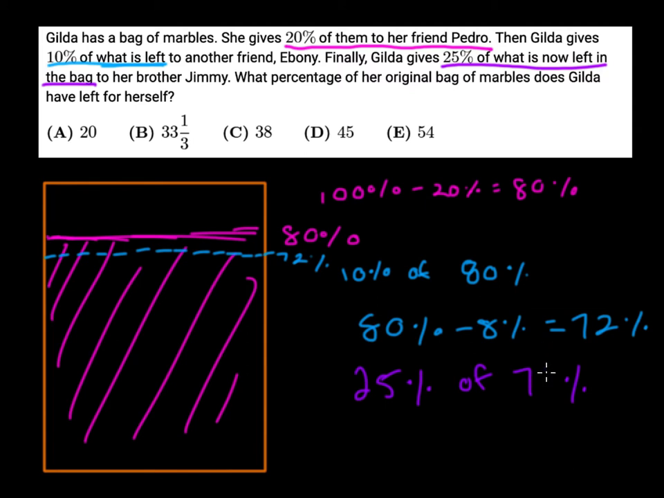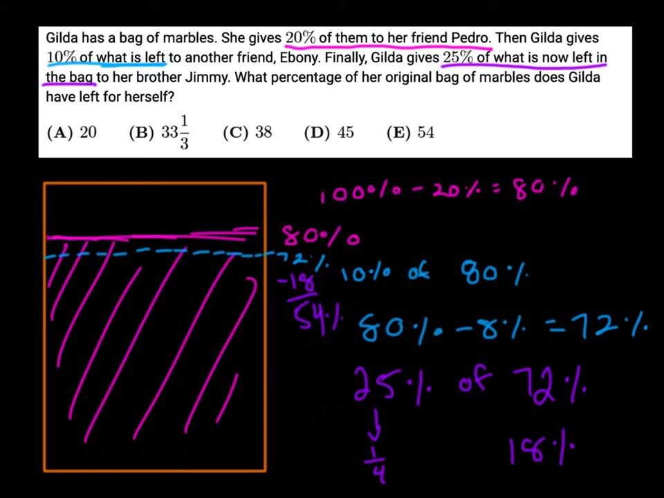So an easy way to see this is to see 25% as 1/4. But again, there is no right or wrong way to solve this step. I just found it easier to say 1/4 of 72%. So that's 72 divided by 4, which looks like 18%. And then I have to subtract that 18% from the 72%. Looks like we've got 54%.